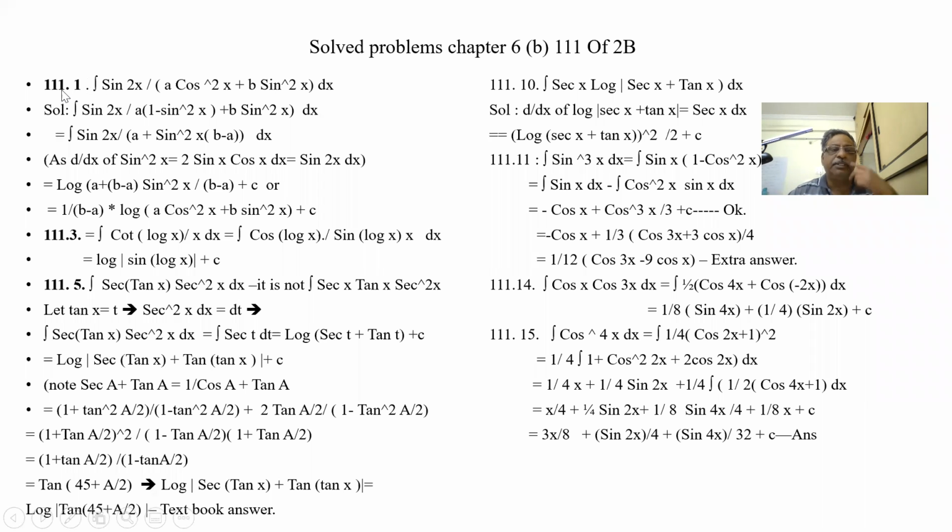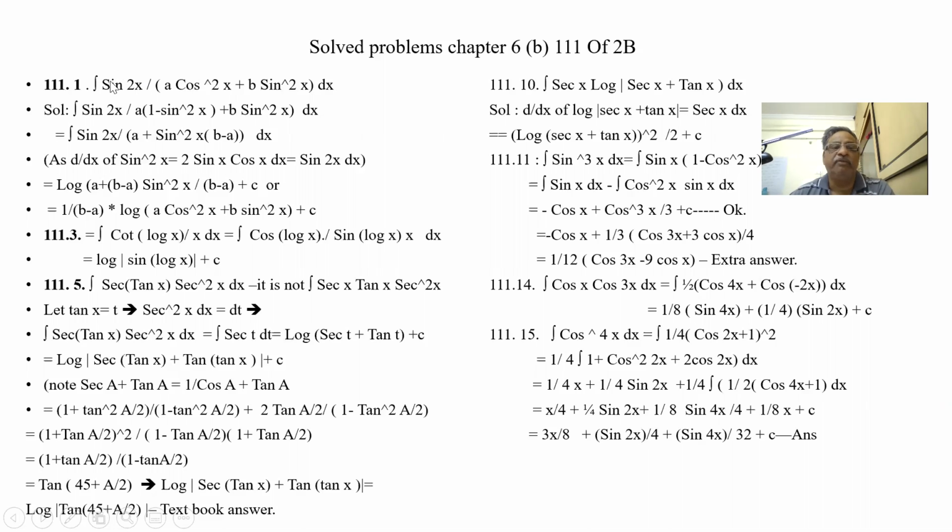Let us see the first problem. Integral sine 2x by (a cos square x plus b sine square x). You see, if I differentiate the bottom one, a cos square x becomes a into 2 cos x, and cos x differentiation is minus sine x. So this is minus 2a sine x cos x, which is minus a sine 2x. And b sine square x gives 2b sine x into sine x differentiation cos x. So we have sine 2x here.